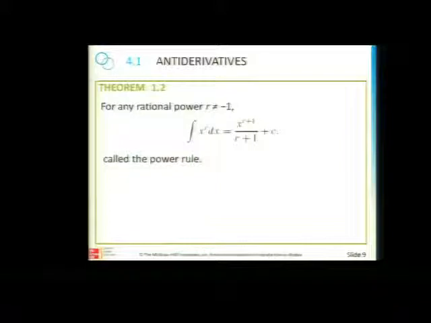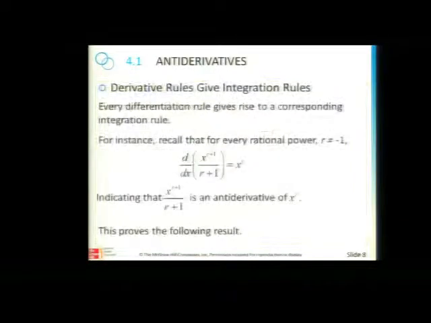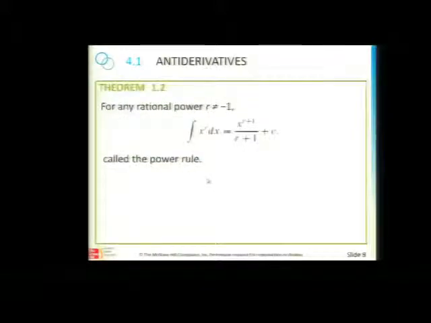So from this power law in differentiation, one can write down our first rule for integration. When we integrate x to the power r, the antiderivative is x to the power r plus 1 over r plus 1. And therefore, the answer for this integration is the elementary antiderivative plus a constant.